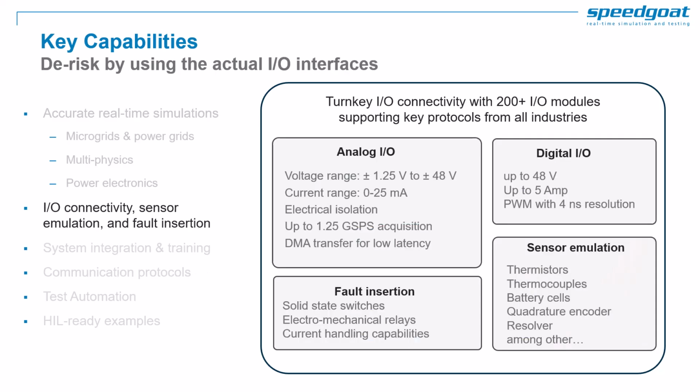With Speedgoat test systems, you can reproduce the actual signal level I/O interfaces of your supervisory controller or low-level controller. Use analog and digital interfaces or sensor emulators. Fault insertion is also essential to guarantee that your controller will behave as expected during cable shortcuts or open circuits. For power interfaces, you can also use our power hardware-in-the-loop interfaces.